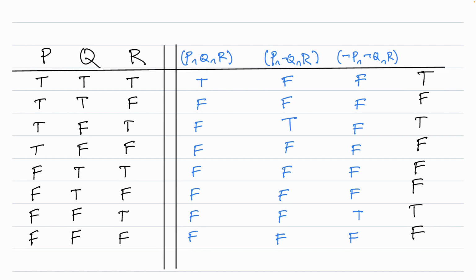Now, ultimately, we want a formula that's true in rows 1, 3, and 7, and false everywhere else. So the last step in constructing that formula is to take our 3 basic conjunctions and disjoin them. The resulting formula will be true in row 1 because its first disjunct is true there. It will be true in row 3 because its second disjunct is true there, and it will be true in row 7 because its third disjunct is true there. It will be false in all the other rows because in the remaining rows, all of its disjuncts are false. So now we have a formula that fits the truth table we wrote out.